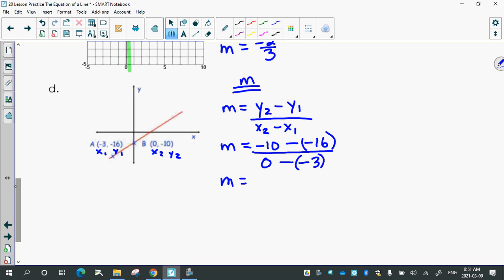So you're going to use a calculator. Negative 10 minus negative 16 is 6. Should this end up being positive or negative sloping if you do the calculation right, guys? Positive, good. 0 subtract negative 3 ends up giving you positive 3. And 6 divided by 3 is 2. I want to show you something.